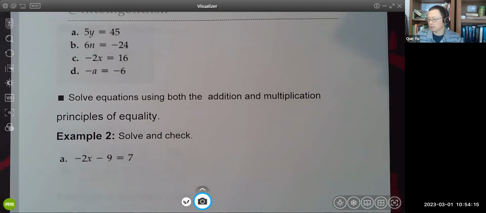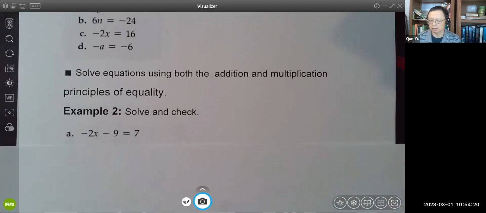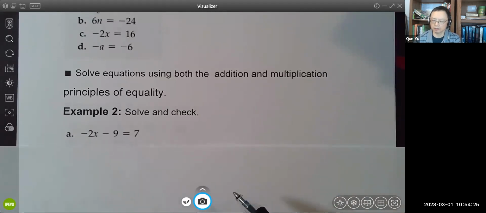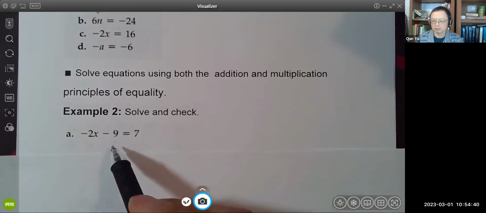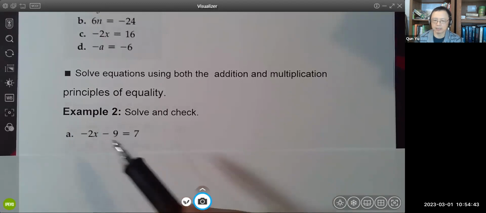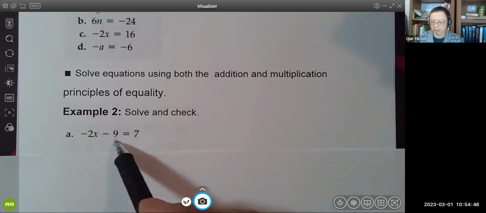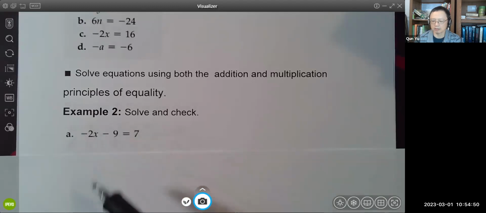Okay, let's look at our second objective, also second example. We are going to use both the addition and the multiplication principles of equality. In other words, again, as long as you do the same operation on both sides of an equation, you will be able to solve it. And the equation will stay equal. Now, we want to have this x on one side by itself. In other words, we need to get rid of -9. We need to get rid of -2.